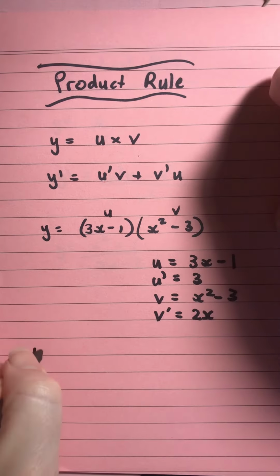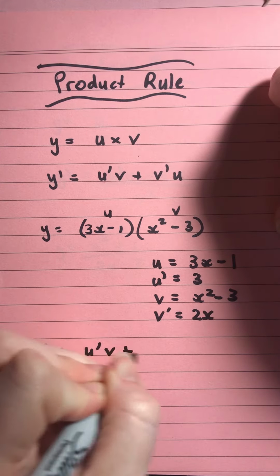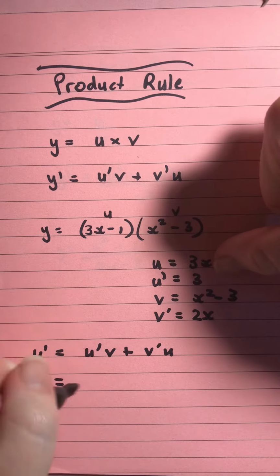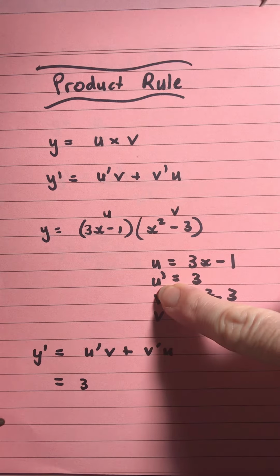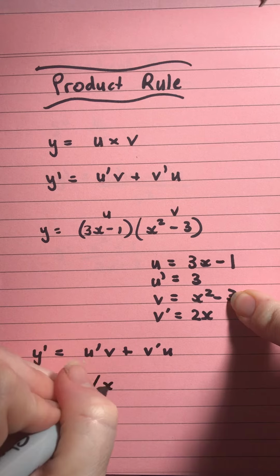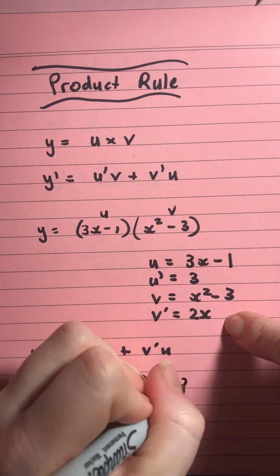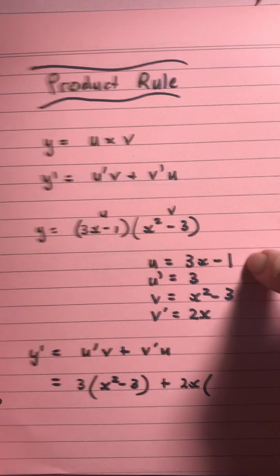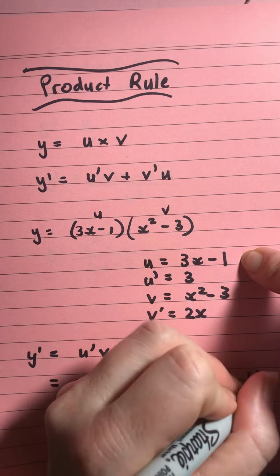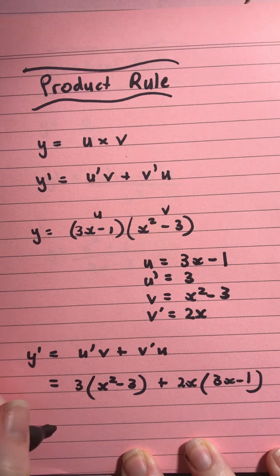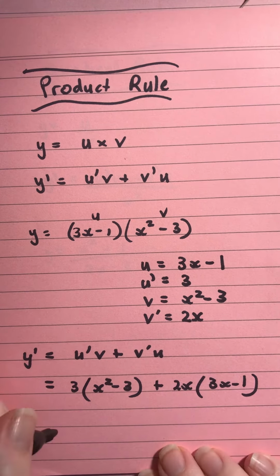Now I'm going to write my rule, u dash v plus v dash u, and I'm going to put in those parts that I've worked out. So I've got 3 for my u dash and x squared minus 3 for my v, plus my v dash is 2x outside of, my u is 3x take 1. Now I can go through and expand that and simplify that and see if I can collect any like terms there, or I can leave it as it is.